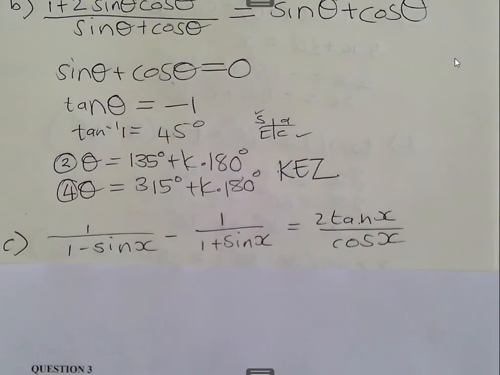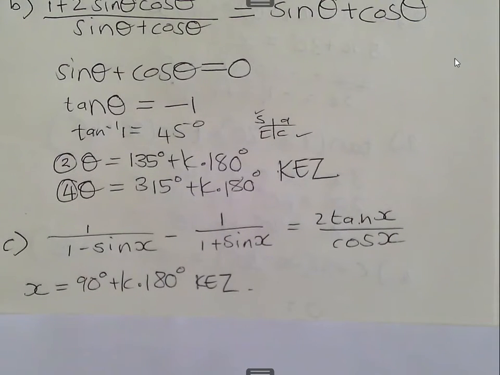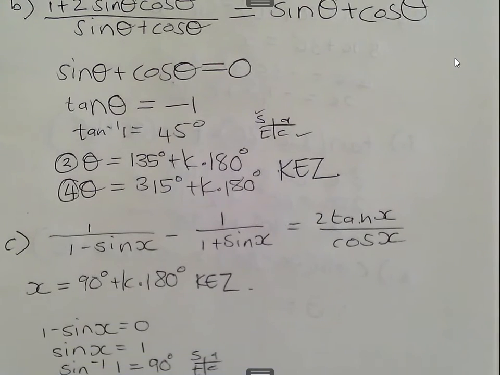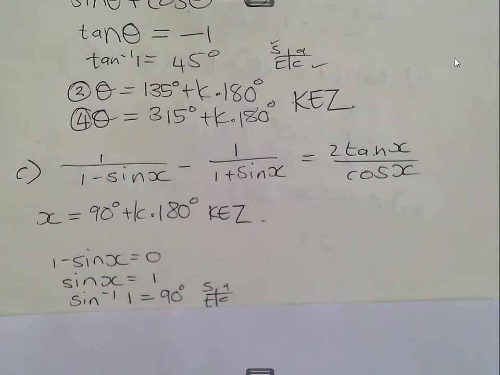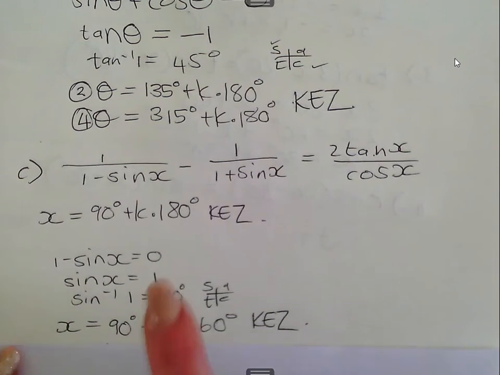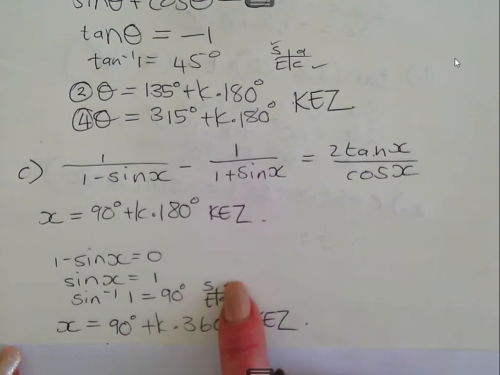Okay, first one. Do I see a tan? T-A-N. Write it down. Do I see a denominator? 1 minus sin x equal to 0. Take the 1 over, becomes plus 1. Shift sin 1 equal to 90 degrees. It's positive, so it's in the first quadrant. 90 plus k times 360.